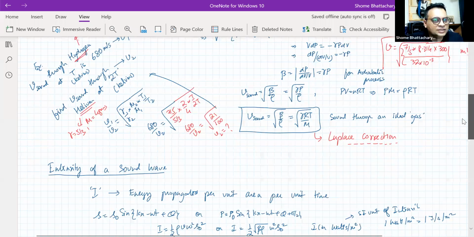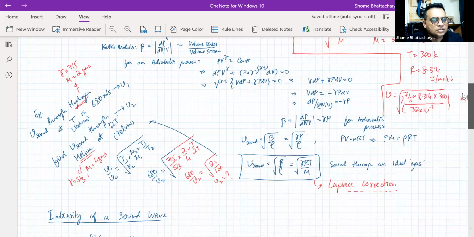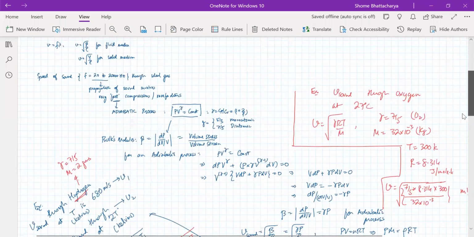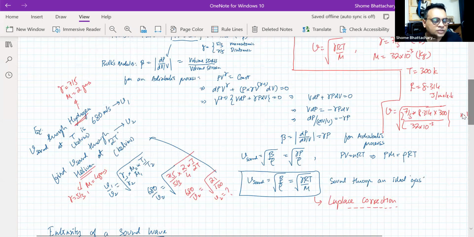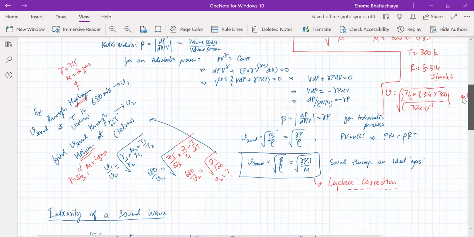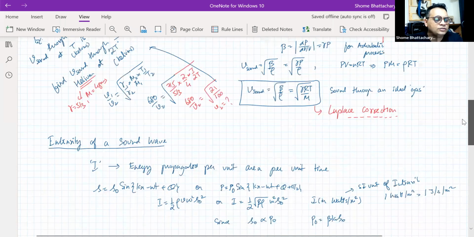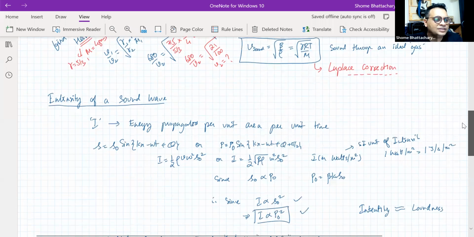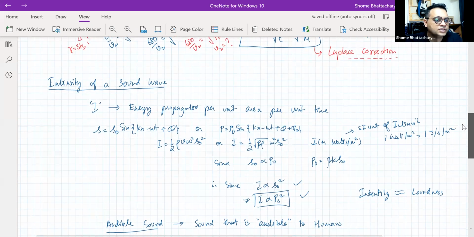Oh, so we were here, was it? You explained Laplace correction and all that. Okay, so this is clear now. Next, I think we are talking about intensity of sound, and I told you that there's something called decibel scale that we are discussing. After that, I must have got disconnected, right?